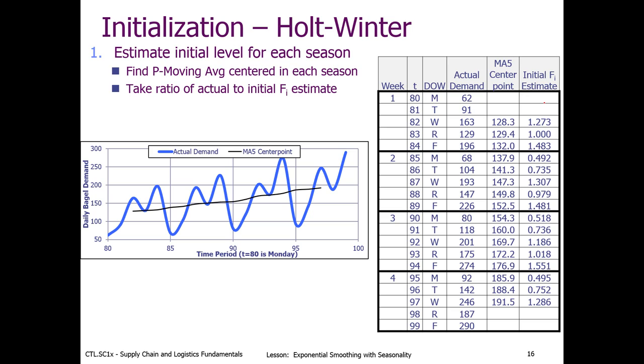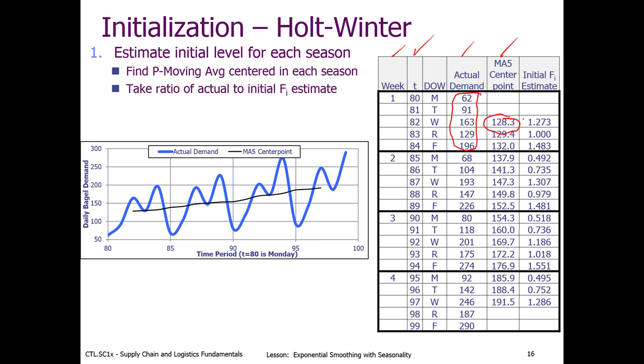So the first thing I do, I have the data over here, and you see I've got 4 weeks of data. Every time period is listed on each row. The day of the week and actual demand are listed here. And then I'm finding a moving average of 5. Why 5? Because that's P. I find this moving average, and 128.3 is the moving average of these 5 time periods. So I centered it. That's where the center comes from.